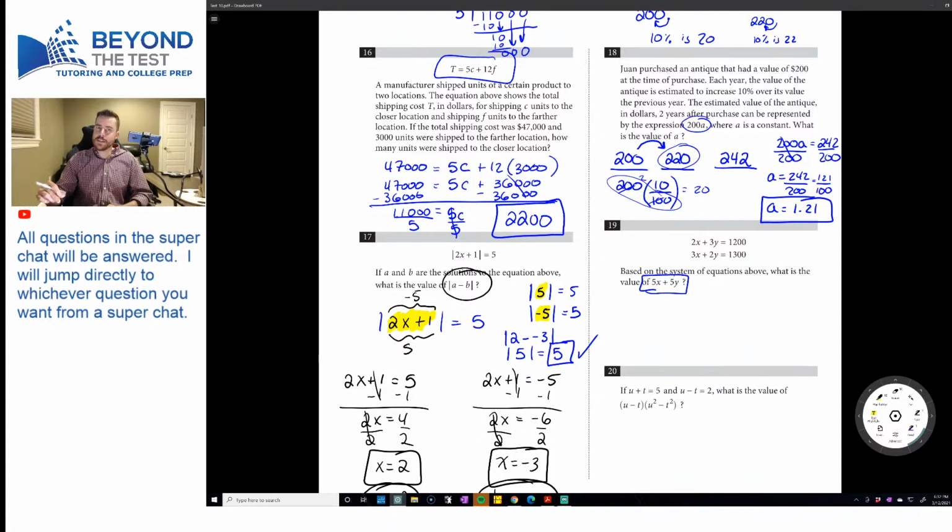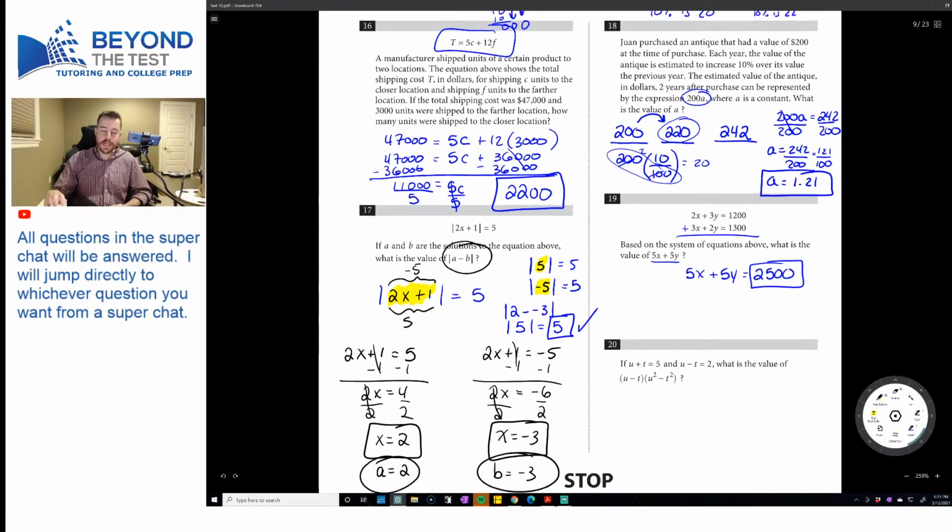If you get something like this on the test, see if you can force 5x plus 5y to happen. And in this example, we can. To get 5x plus 5y, I can actually just add my two equations in the system together. So 2x plus 3x would be 5x. 3y plus 2y would just simply be 5y. And then 1200 plus 1300 would be 2500. So 5x plus 5y is 2500. You don't need to go through all the math to figure out what x is and what y is. You could simply just try to solve for what your goal is, which is 5x plus 5y.